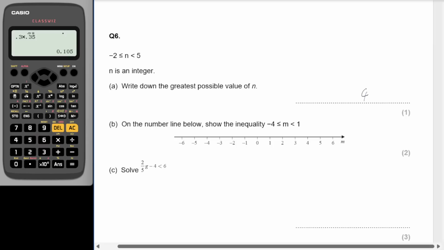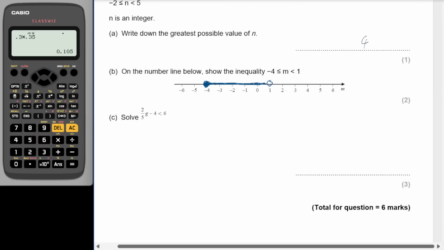For the second part, on the number grid below, show the inequality -4 is less than or equal to n, which is less than 1. So we're going to have a circle at -4 and a circle at 1. We need to join it up. And then we would need to shade in. I kind of view the line as a liquid, and the liquid can be equal to this, so it can go into the bubble. So there we go.